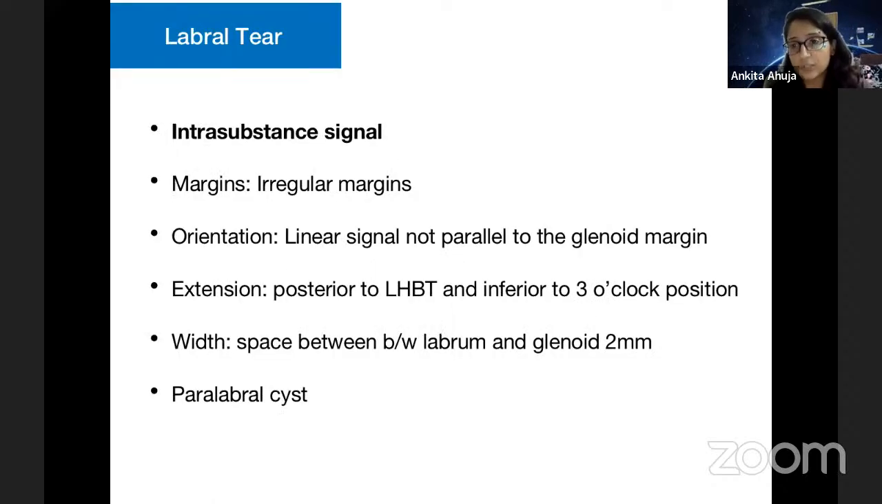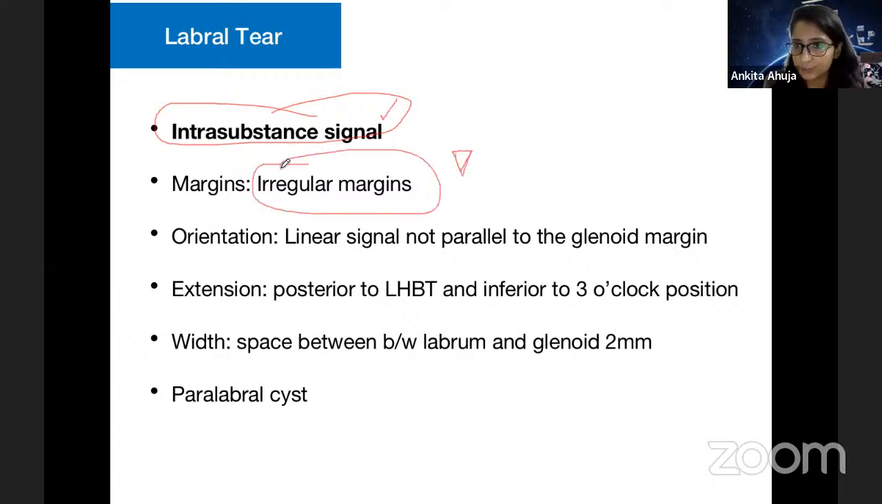Now moving on to something we call a labral tear. When would you call something a labral tear? These are a few points you need to remember. Till now, we were seeing signal deep to the labrum. But if you see signal within the labrum, that suggests a labral tear. Till now, we were seeing very well-defined margins of the labrum. If the margins become irregular, that is a labral tear.